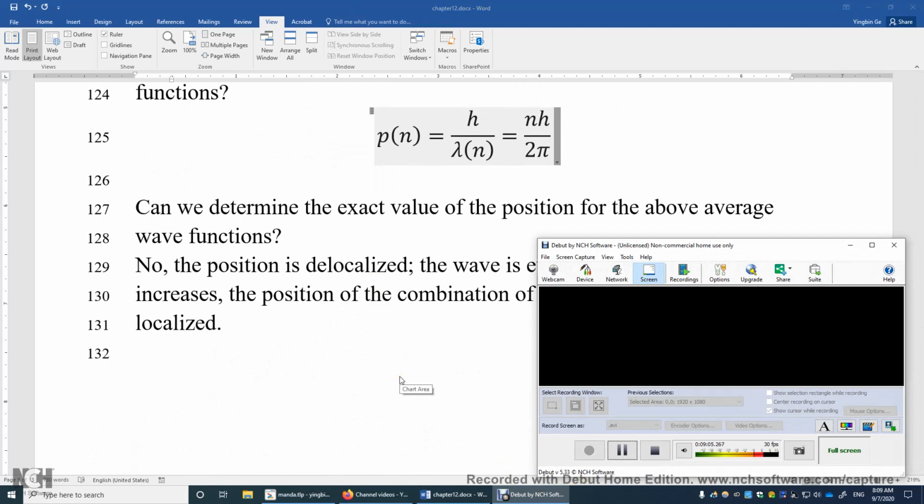If you are interested in this, feel free to include more waves. If you include more than 1,000 waves, you will see a straight vertical line. That means the combination of such 1,000 waves will be almost completely localized at point 0.